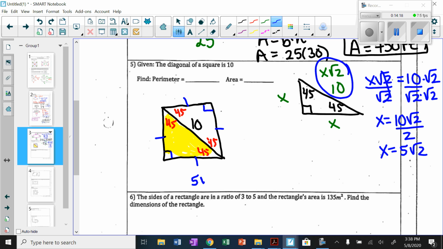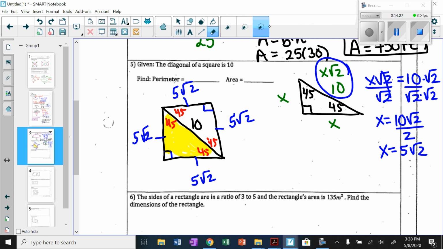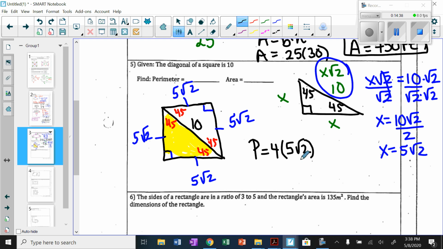So we know all these side lengths are 5 root 2, 5 root 2, 5 root 2, 5 root 2. So the perimeter is going to be 4 times 5 root 2, or 5 root 2 plus 5 root 2 plus 5 root 2 plus 5 root 2, which is going to be 20 root 2.